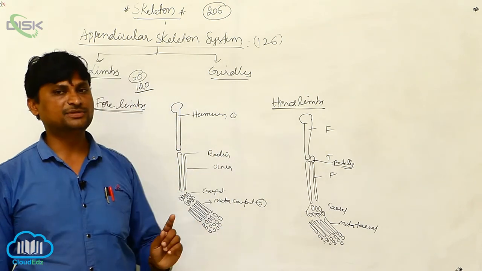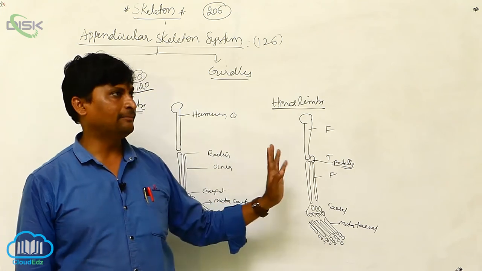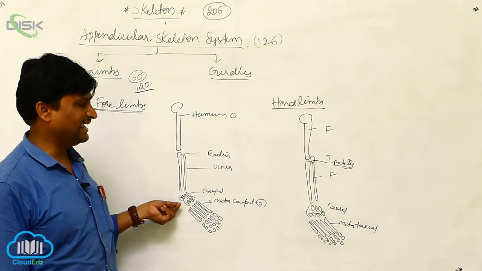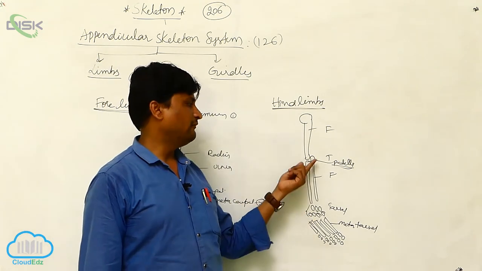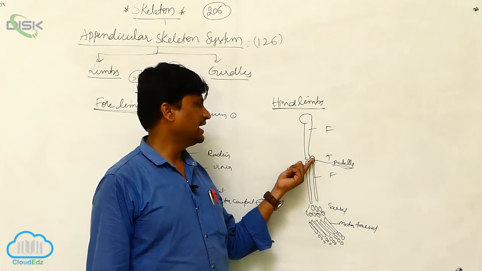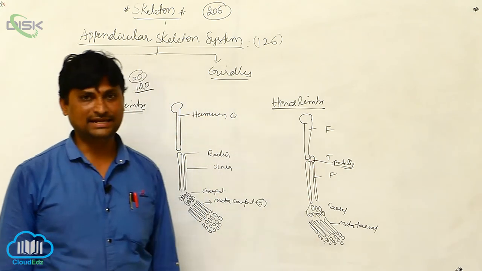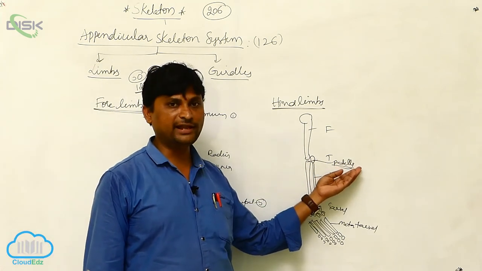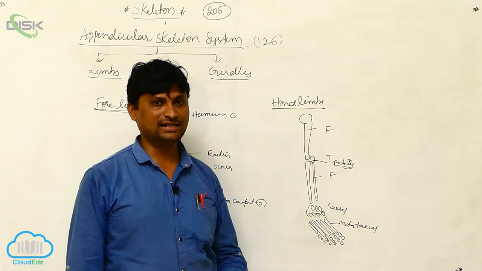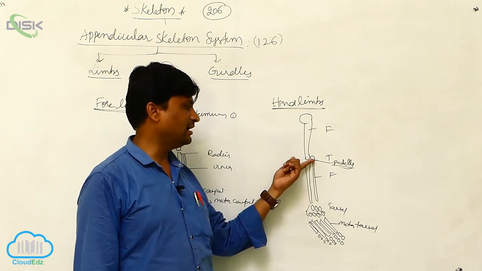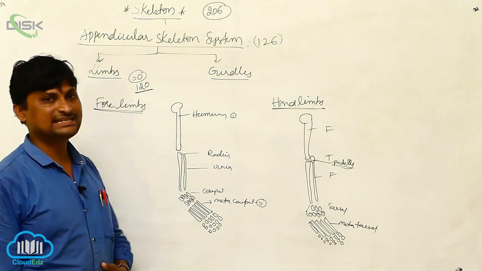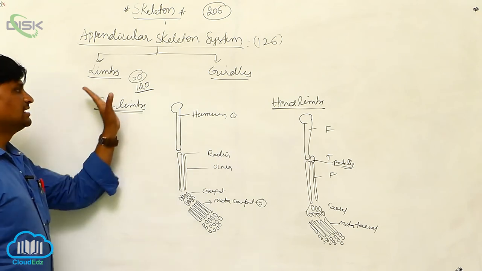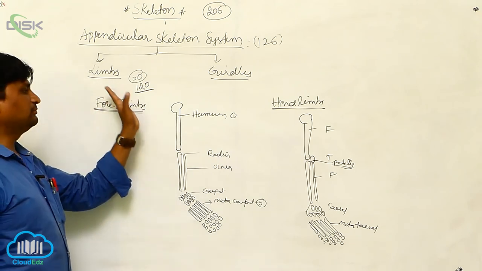The small difference between forelimb and hind limb: carpals are 8, but tarsals are 7. One more bone in addition in the hind limb is the patella. We already know the patella is formed by ossification of a tendon. The patella is the bone articulated at the knee area. These are about the limbs. Okay, the limbs are complete.